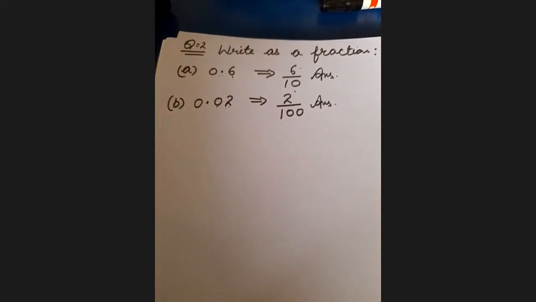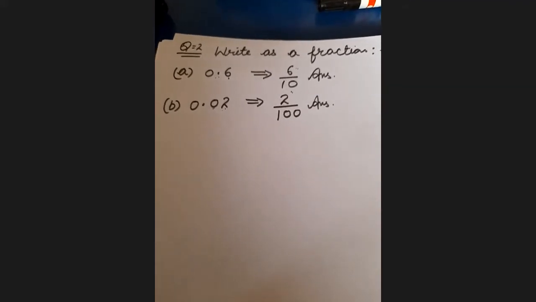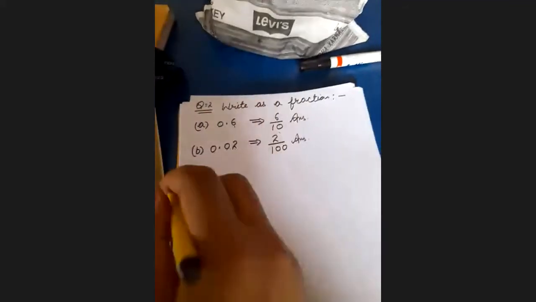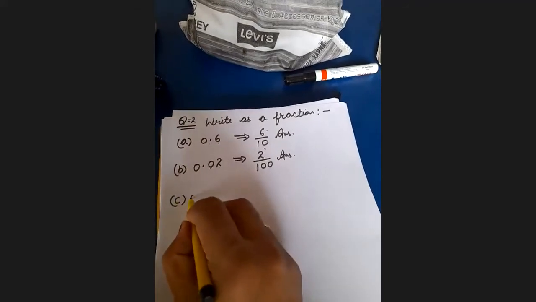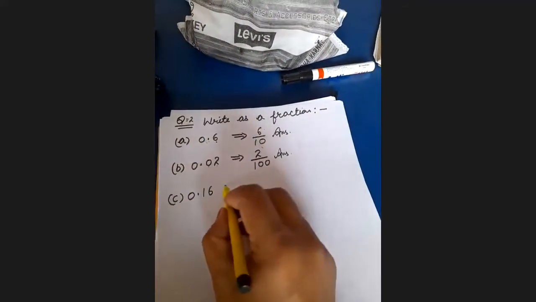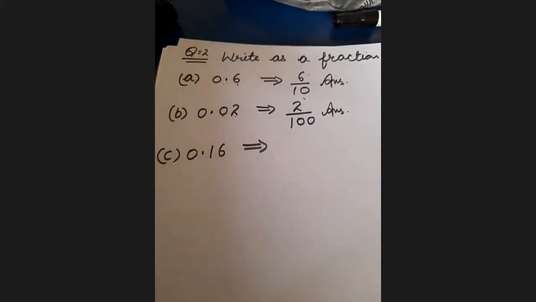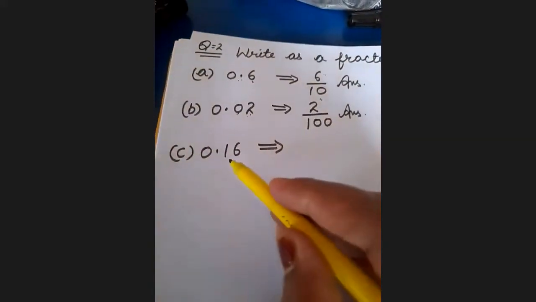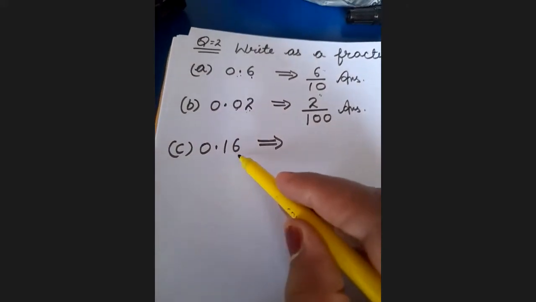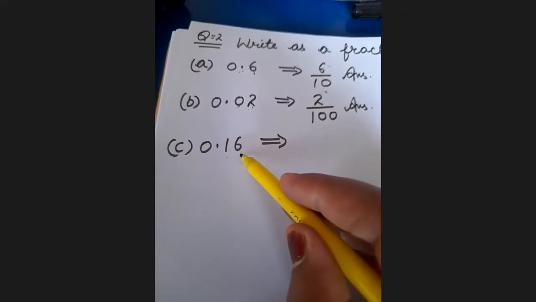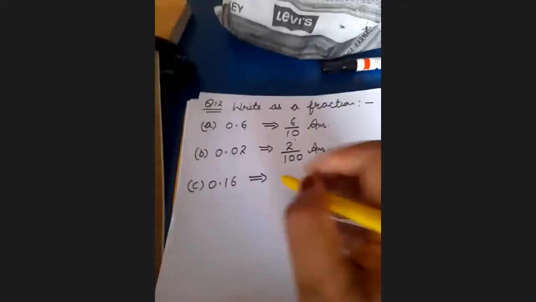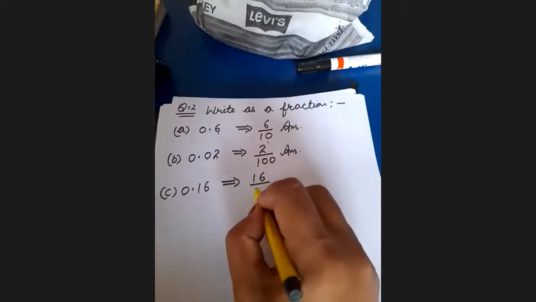Clear, students? Next is part C, 0.16. After the decimal, we have 2 digits, 1 and 6. So write this number as a fraction. We'll write denominator 100 because after the decimal we have 2 digits. So the number is 16 upon 100.